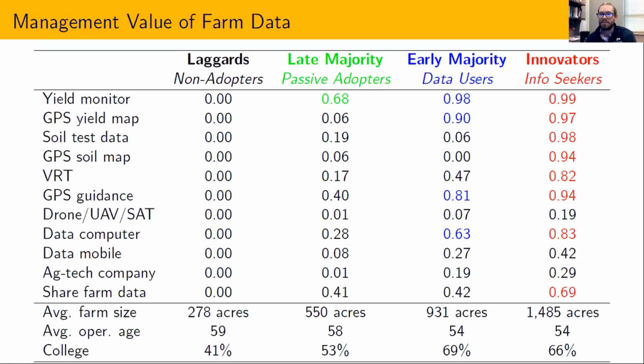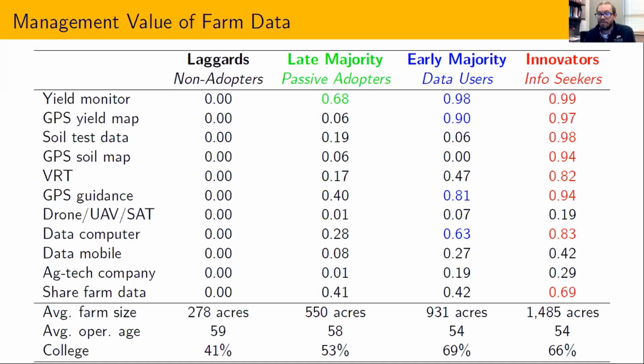They're going to be the first to adopt, followed by the early majority group, which are maybe not on the bleeding edge, but shortly thereafter. The late majority group comes after them, and then the laggards are the last to adopt, if they adopt at all. And we found that if you look at the way these groups adopt technologies, some pretty striking things emerge. The first is that laggards don't use any of these technologies. You know, they don't even have a yield monitor, and they're certainly not collecting and analyzing farm data.